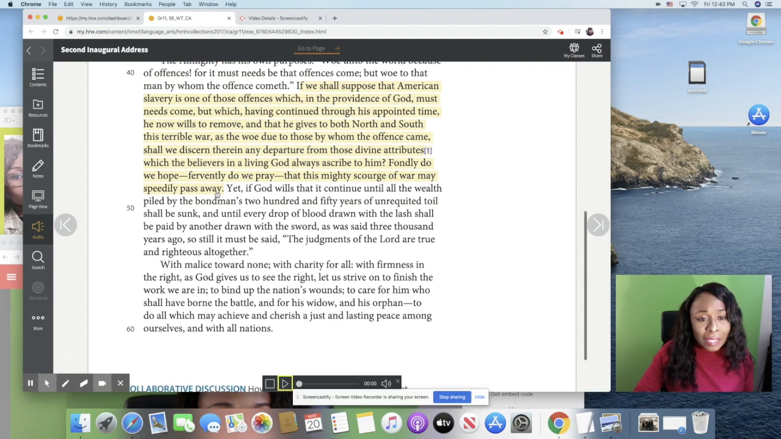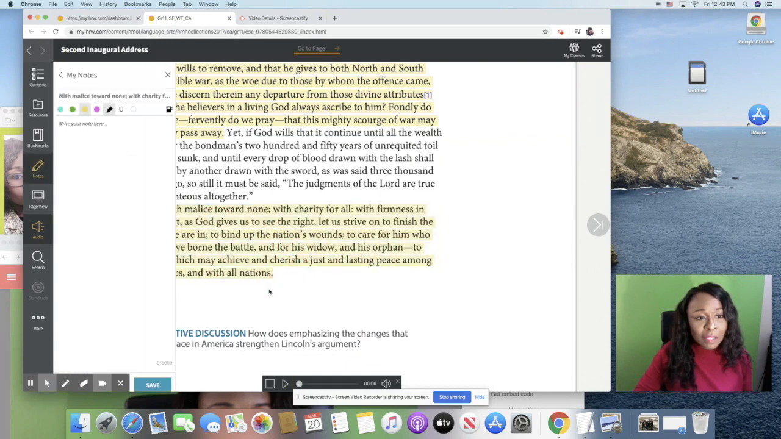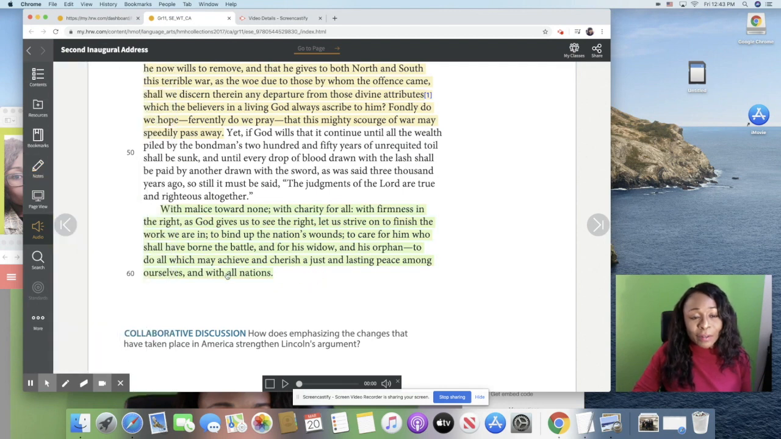So lastly, I want to point out this last paragraph. I think we're going to give it a different color. So let's go green. This last paragraph here is Lincoln's call to action. It's going to be very important for you to know what is his call to action to the crowd? Like, what does he want them to do going forward? And you're going to find that information here. That's the thing that you're going to need to know for your test.